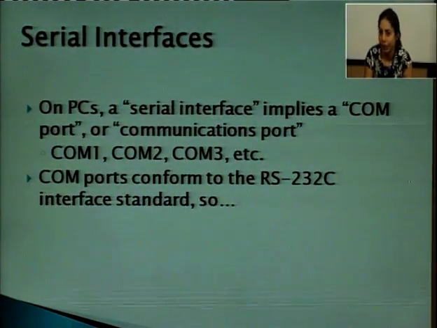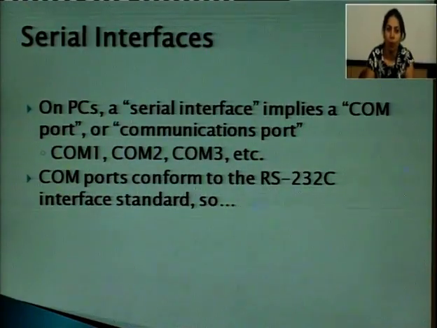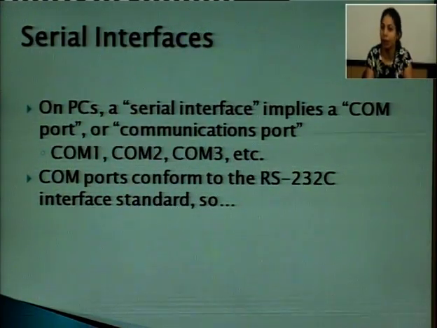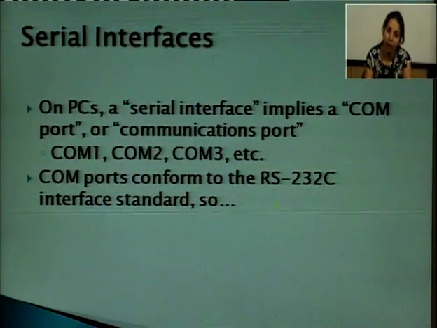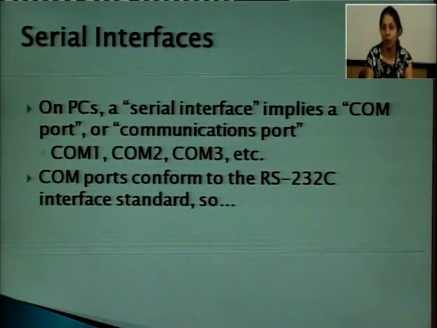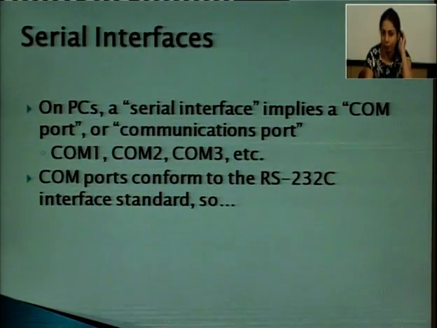After that we have serial interfaces. On a PC, a serial interface implies a COM port, means communication port. We have COM port 1, COM port 2 and COM port 3, and COM ports conform to the RS-232C standard for serial communication. Basically, in serial communication, by using these interfaces, we are transferring the data one bit at a time.